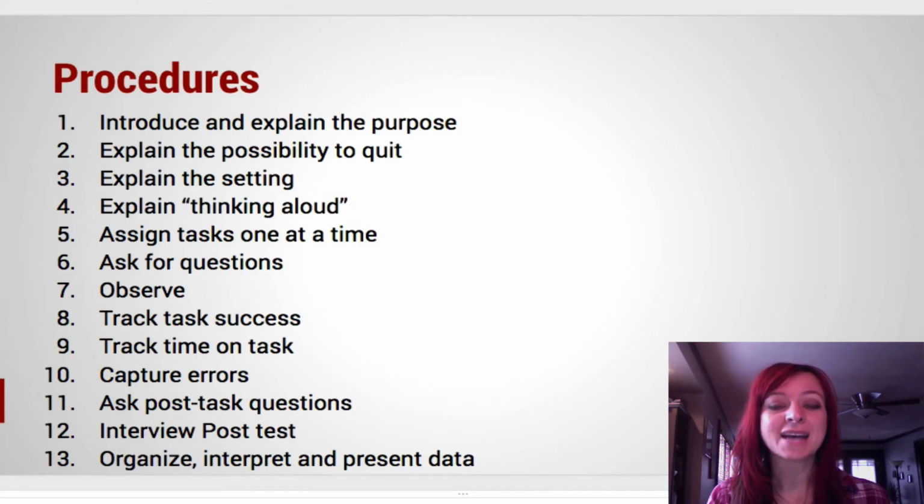You're going to assign tasks one at a time. You're going to ask for questions when they get a task. This is your task. Do you have any questions? Then you're going to observe what they do to complete the task. Write down what you see them doing, their behaviors, and what they're saying.